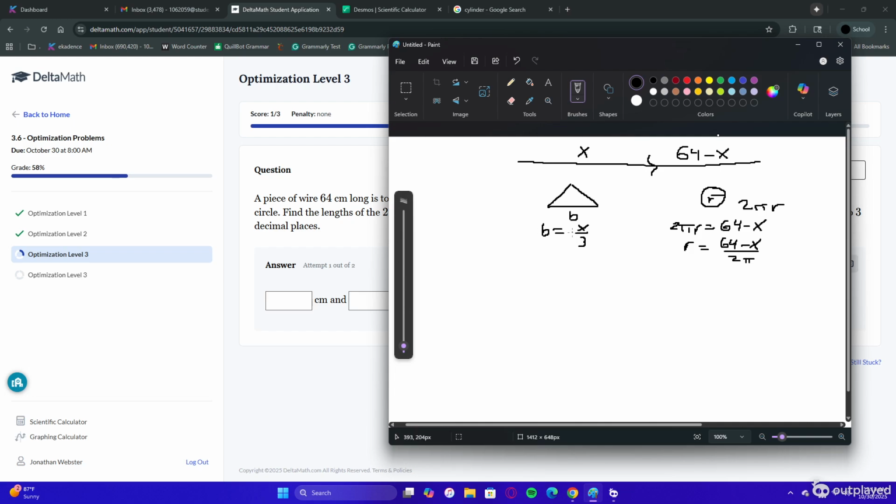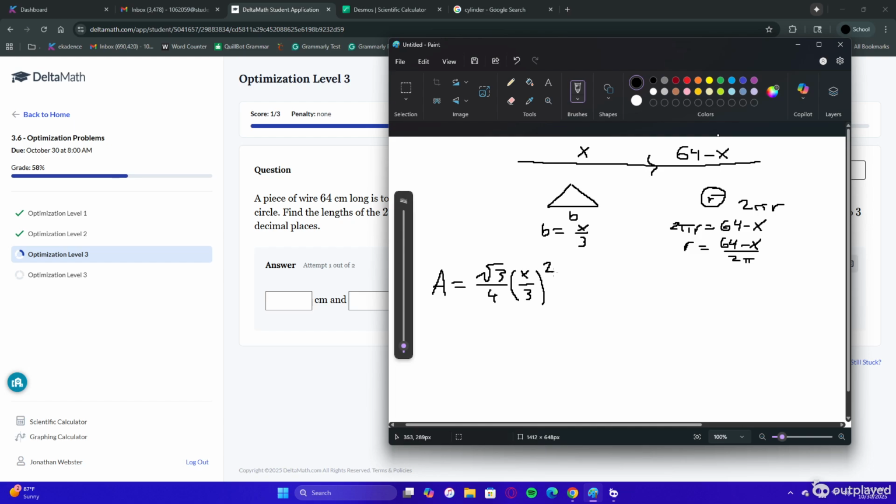The area of an equilateral triangle is root 3 over 4 times b squared, right? But now we have b equals x over 3, so our area of the triangle is equal to root 3 over 4 times b squared. That's the area of an equilateral triangle, but our b is x over 3, so we can just write that.